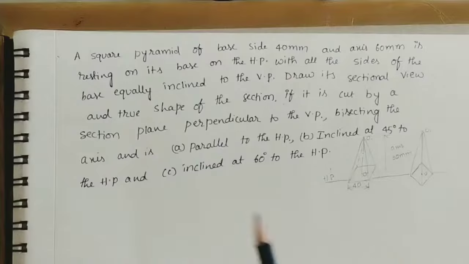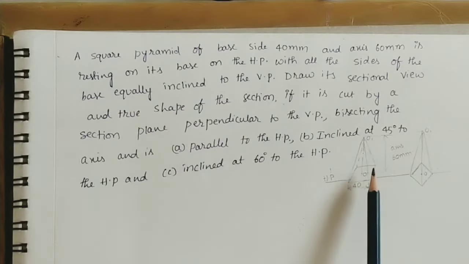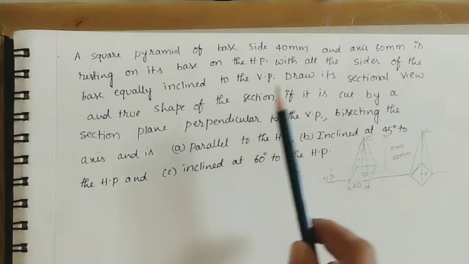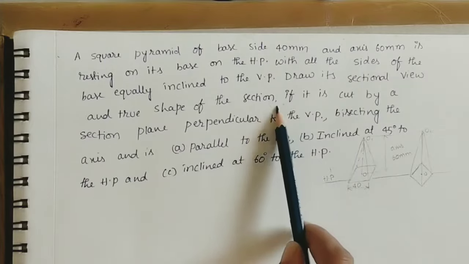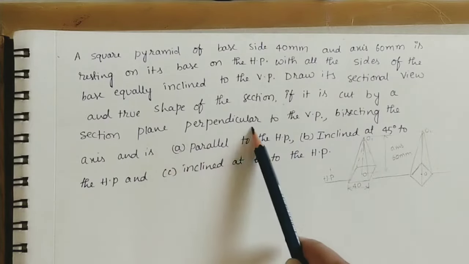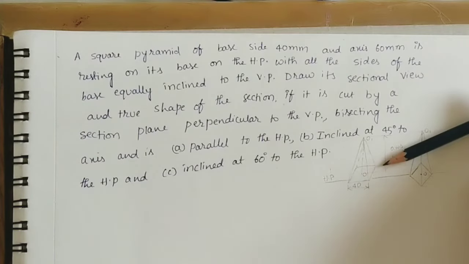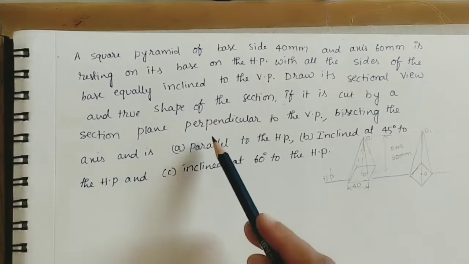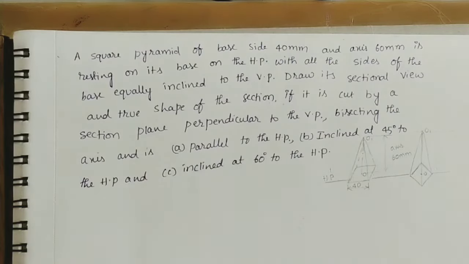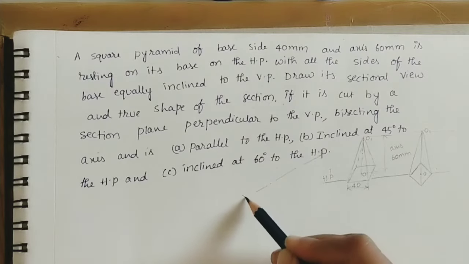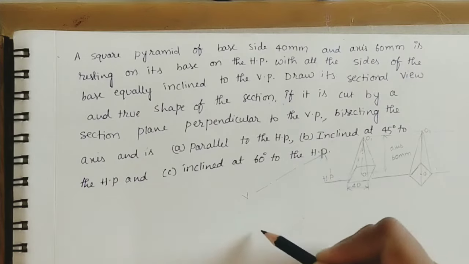Now, according to the given pyramid position, I kept the pyramid like this instead of the earlier position. This is the given pyramid, and the next data is: draw its sectional view and true shape of the section, if it is cut by a section plane perpendicular to VP. Here we are cutting this pyramid with the help of a cutting plane. This cutting plane is perpendicular to VP. As we know, the cutting plane looks like a line. We take the cutting plane with two thick lines with a dot, and the end points we take as V and T. This is the cutting plane, it looks like this.